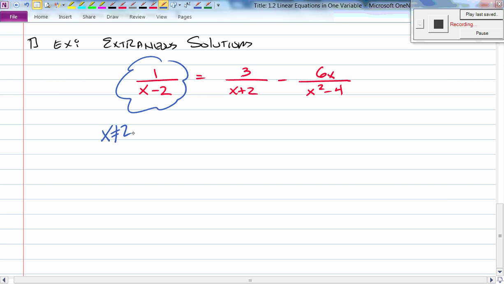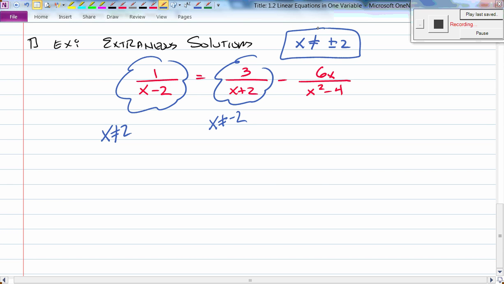If it was, then I get 1 over bad, and that's not good. Is there another number? Negative 2, and that comes from this one right here. So x is not allowed to be negative 2. So right off the bat, I want to keep in my brain that x is not allowed to be positive 2 or negative 2, while I'm doing this problem. You guys okay with that part?